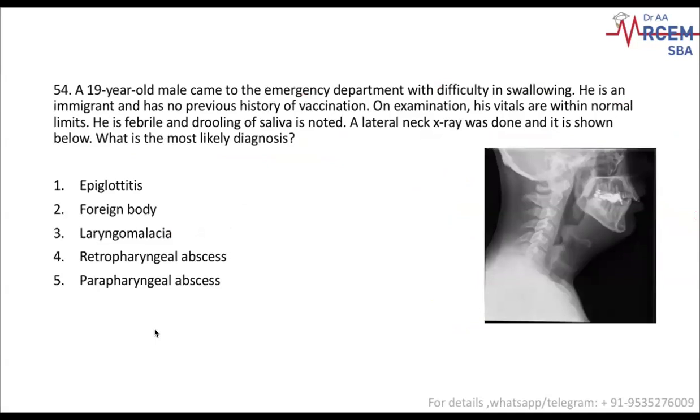A 19 years old male came to the ED with difficulty swallowing. He has migrated, with no history of vaccinations. On examination, his vital parameters are within normal limits. He is febrile, and drooling of saliva is present. The X-ray is shown below. What's the most likely diagnosis here?